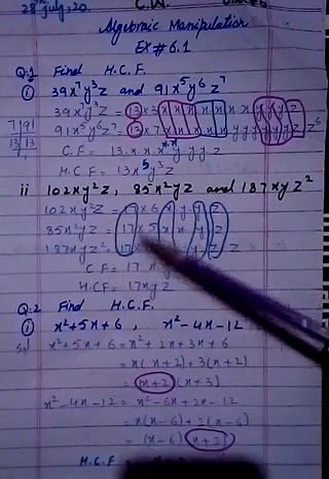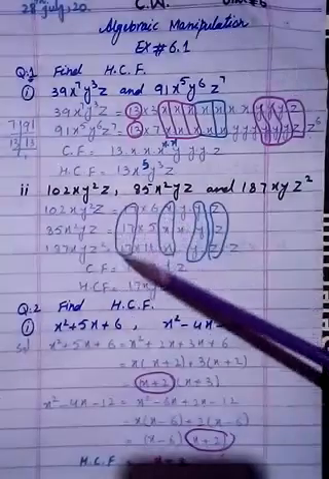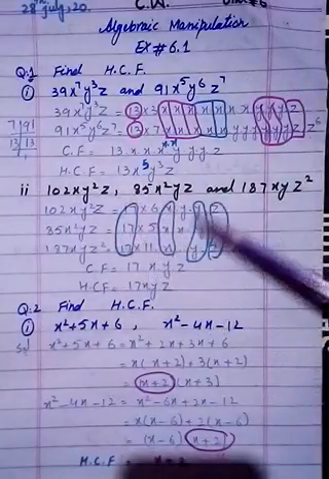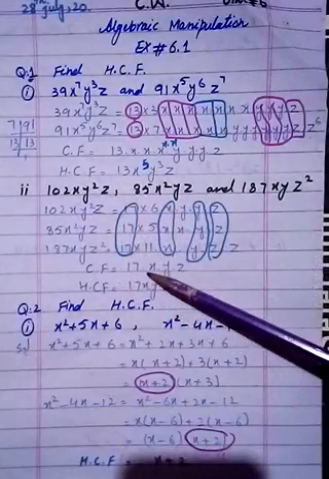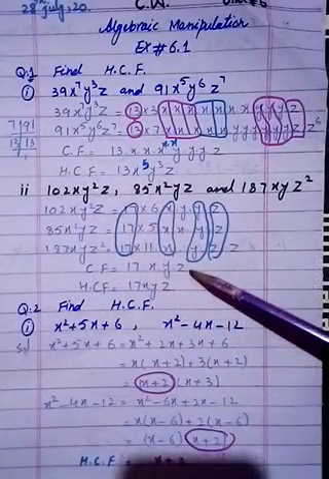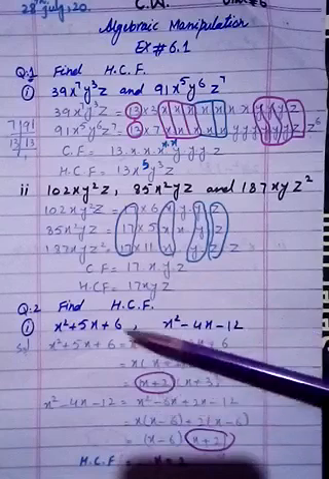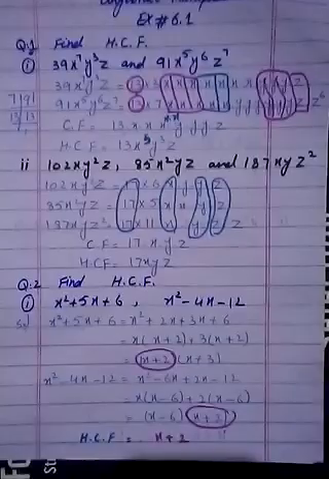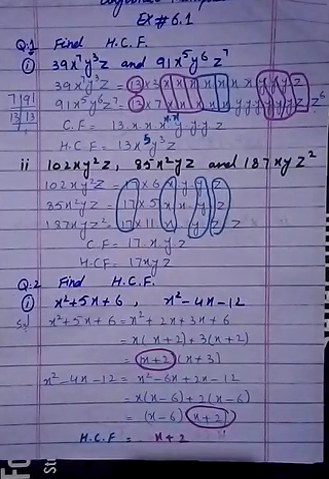So you have to circle the common factors. You have to circle this 17, x, y and z. So the common factors are 17 dot x dot y dot z. Dot means multiply. So HCF equals 17 x y z. Now we will start question number 2, first part.